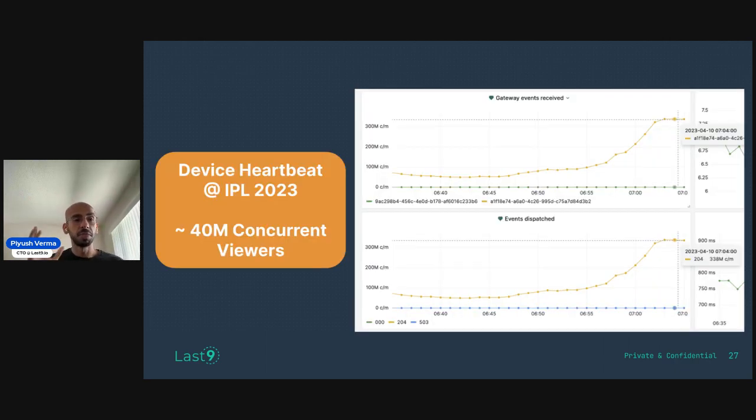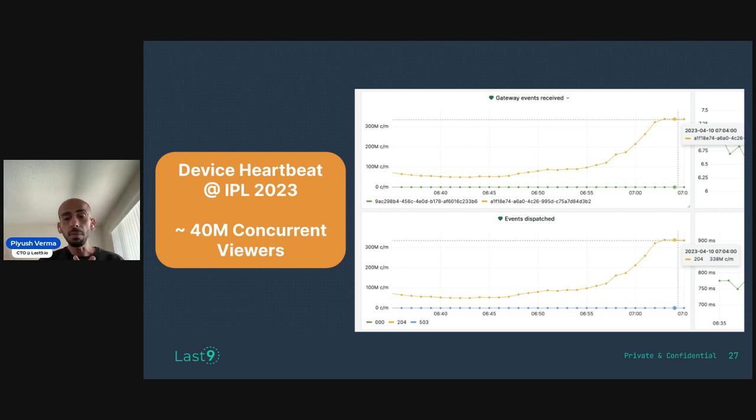Now, here's the first one. There's a cricket tournament, the IPL, that goes on. Now, one of our customers actually leveraged high cardinality to measure concurrent viewers. Now, think about it. All the devices take their heartbeats. Each heartbeat line actually becomes a metric. Inside the heartbeat, they also add more stuff like what content is being watched, what the device is, and where the region and locality is.